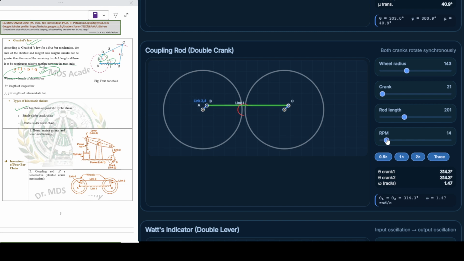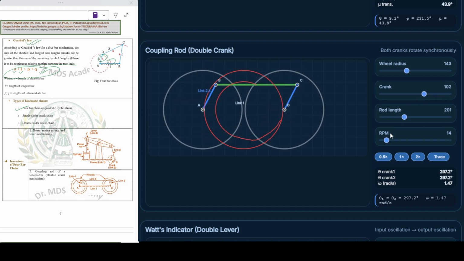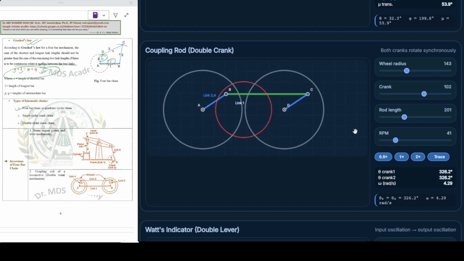Make the RPM a little higher. See how the construction line we are getting. Okay, make the crank length a little higher. See, the construction line we are getting with larger diameter. Okay, and further larger. So by this way you can get the coupling rod.